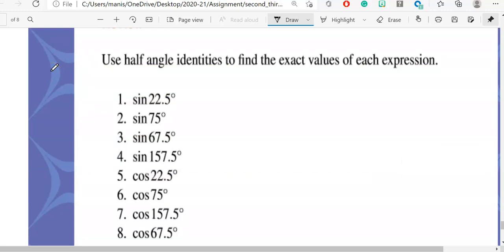These are the practice problems which you should practice after going over those notes. So these are the problems you will solve today.